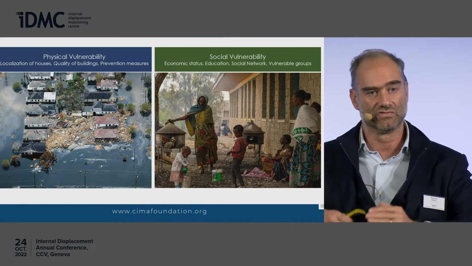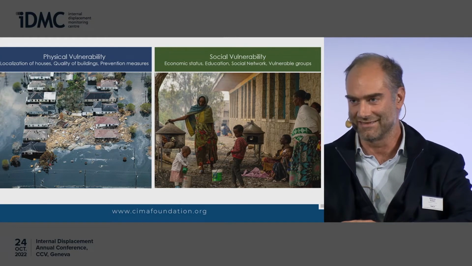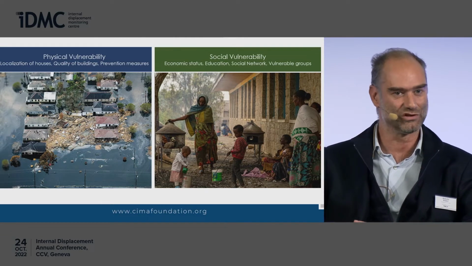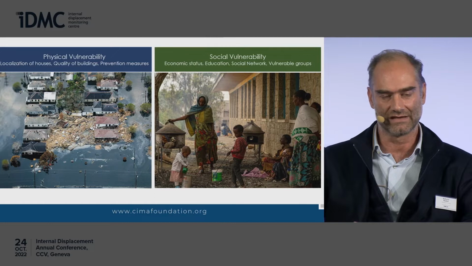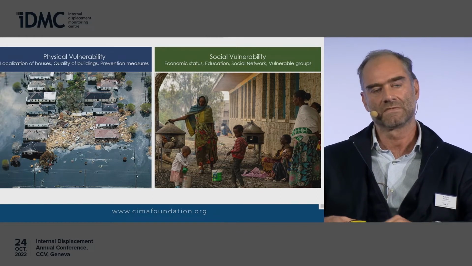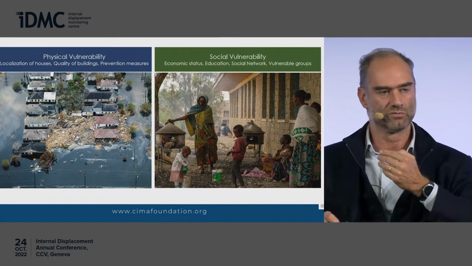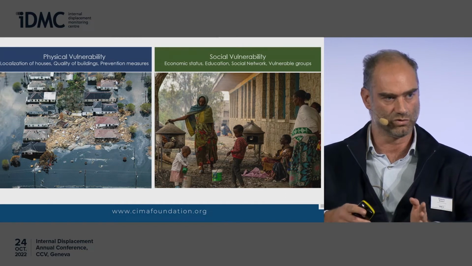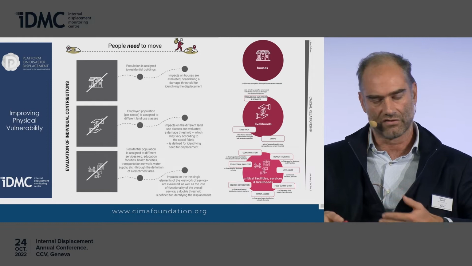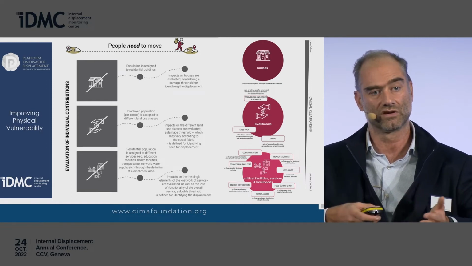So we started reasoning about fast onset hazards. Unfortunately, I don't have anything on drought, which could be a much more difficult thing to explain. So we started from floods and cyclones, and also from how we can improve the physical vulnerability component and then move into the social vulnerability one. We started by saying, who's going to be displaced?